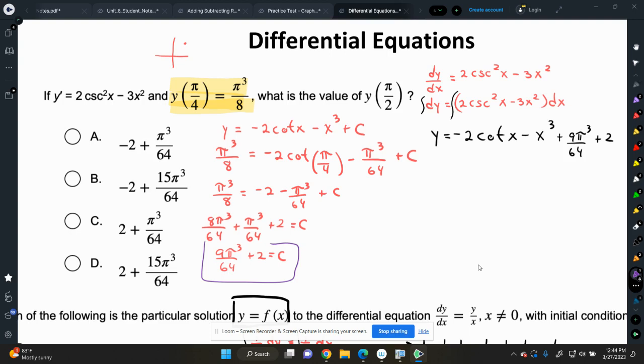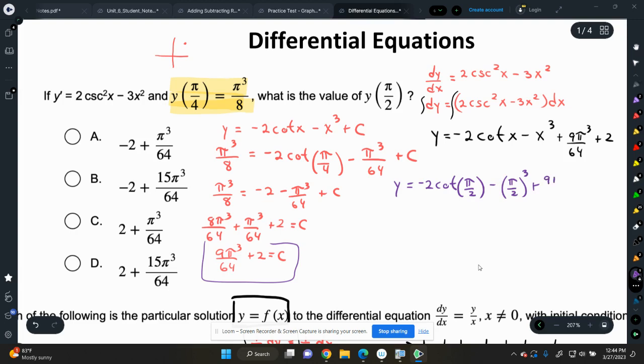Solve for y, yeah. So y equals negative 2 cotangent pi over 2 minus pi over 2 cubed plus 9 pi cubed over 64 plus 2. Don't panic when you see all these nasty numbers. Don't panic. We just keep moving through. Okay, cotangent of pi over 2. Pi over 2 is right here. This is 0, 1. Cotangent is x over y, so what does that equal? 0.